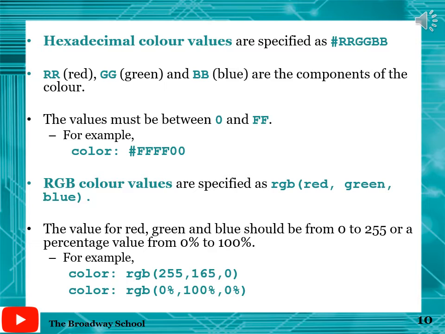RGB color values are specified as RGB red, green, blue. The values for red, green and blue range from 0 to 255 or a percentage value from 0% to 100%. Here we have the example color RGB 255, 165 and 0, and the color in percentage form 0%, 100% and 0%. Then it will be a green color.